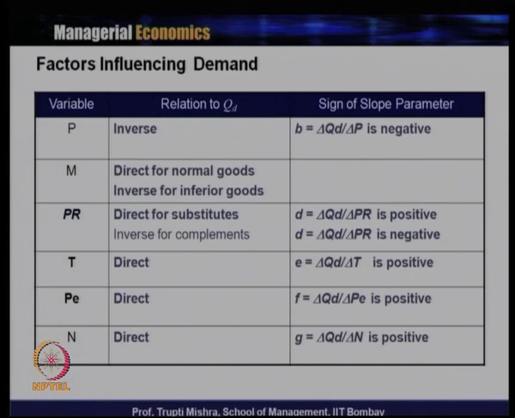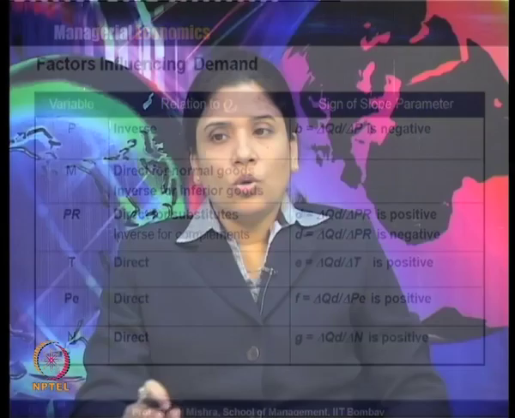Again, for the price of related goods, it's direct for substitutes and inverse for complements. Now take the example of tea and coffee. When the price of coffee increases, the quantity demanded of coffee decreases, but the quantity demanded of tea increases. It means that when there is an increase in the price of a substitute good, the quantity demanded of this good increases. So, if tea is the good in question and the price of coffee increases, that leads to an increase in the quantity demanded of tea, and that is why there is a direct relationship between the price of a related good and the quantity demanded when the goods are substitutes.